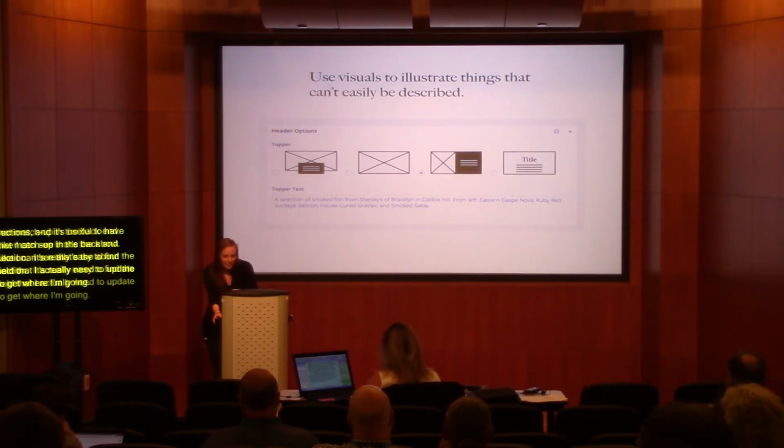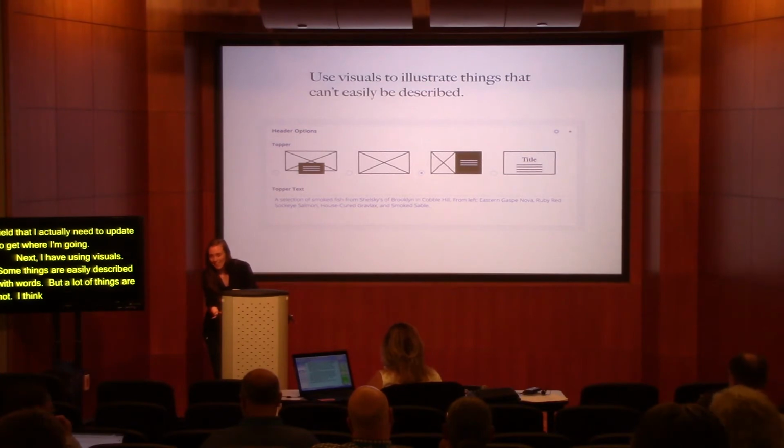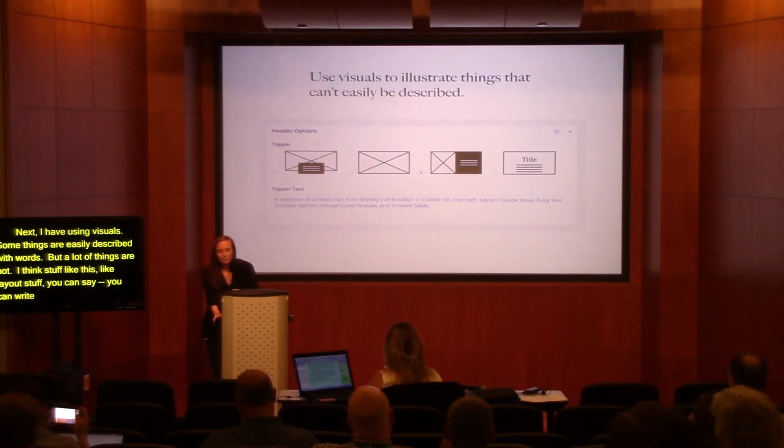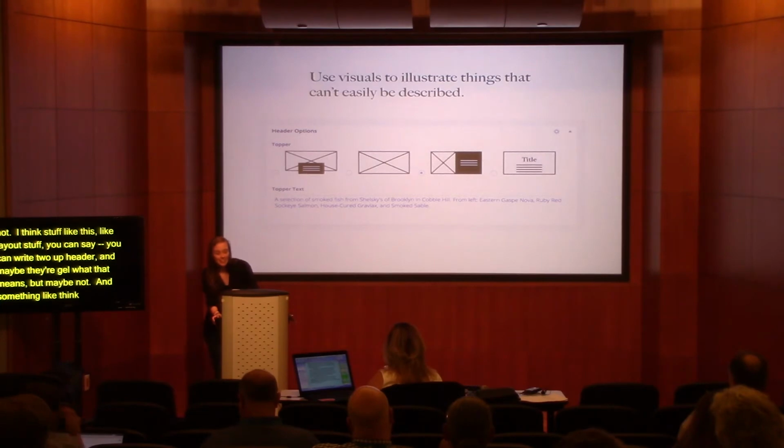Next, I have using visuals. Some things are easily described with words, but a lot of things are not. I think stuff like this, like layout stuff, you can write "two-up header," and maybe they'll get what that means, but maybe not. And something like this, I think, is a lot more intuitive to just look at.